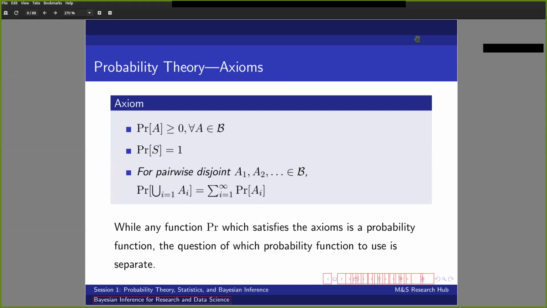Now, while any function which satisfies the axioms is a probability function, the question of which probability function to use is separate. So later on, we will see this when we discuss normal distributions, binomial distributions, and so on.